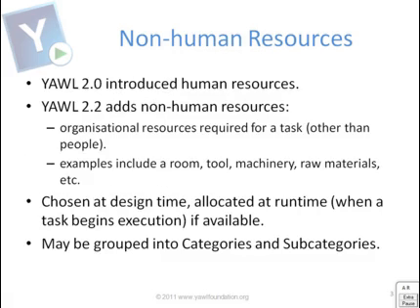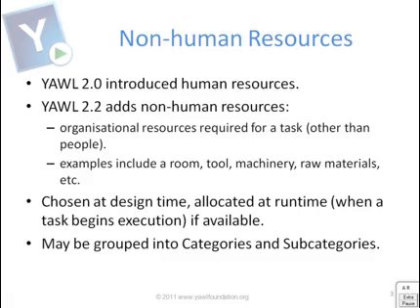So in 2.0, as you know, the resource service was introduced, and with that came support for all of the resource patterns for human resources. But the missing piece of the puzzle was the non-human resources, so all of the other things that you might need to complete a task that aren't necessarily human. For example, a room, or machinery, raw materials, or any other organisational resource that you need to complete a task.